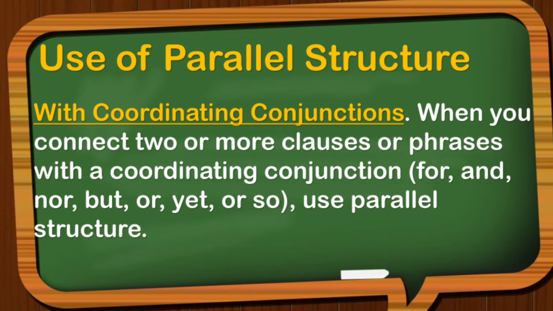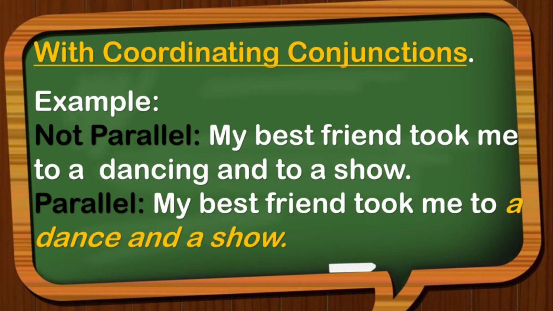Did you know, class, that we have different uses of parallel structure? For the first one, with coordinating conjunctions. When you connect two or more clauses or phrases with a coordinating conjunction, for example, for, and, nor, but, or, yet, or so, use parallel structure. Okay, with coordinating conjunctions, for example, not parallel: my best friend took me to a dancing and to a show. While the parallel one: my best friend took me to a dance and a show.